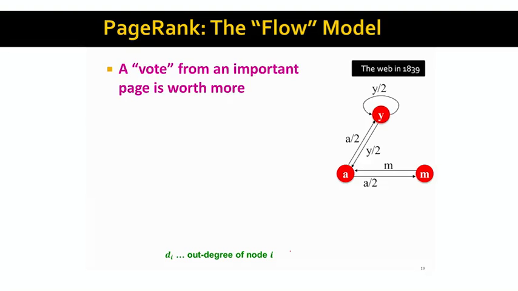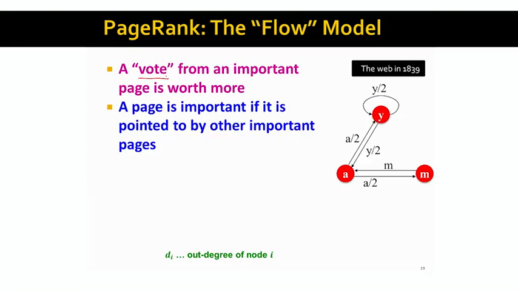And just to give you an idea how this would work out, here is a very small web graph, from prehistoric times when the web only contained 3 websites: A, M, and Y. And imagine that this is the structure, right? So Y has a self link and points to A, A points to M, M points backwards, and so on. And our initial idea, as we said before, is that a vote from an important page is worth more. So a page is more important if it's pointed to by other important pages.